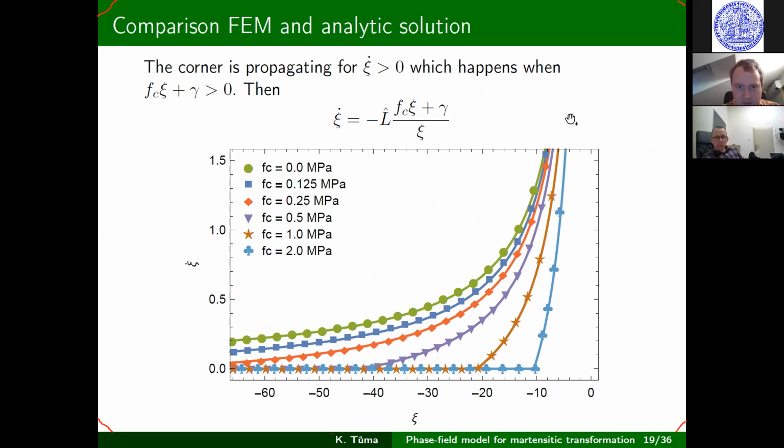Then we can compute the speed of the interface, and we plotted it with solid lines for different critical driving forces. Here you can see the green one is the rate dependent, and then we have several rate independent with different driving forces. This is plotted with the solid line, and we compare it with the finite element simulation, given with the symbols, and you can see a very nice agreement. So we are quite sure that the implementation worked quite well.